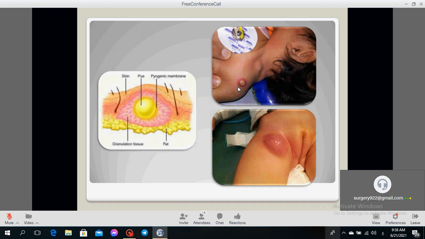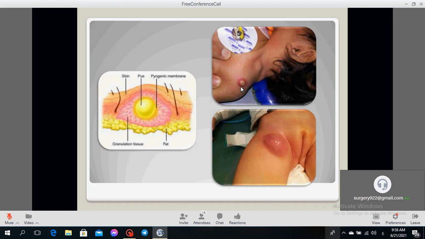These are examples of abscess. This patient, 2 months of age, presented to me with this swelling after BCG vaccine. This is the scar of the BCG vaccine. One month after the BCG vaccine, he developed this abscess with regional lymph nodes around it.